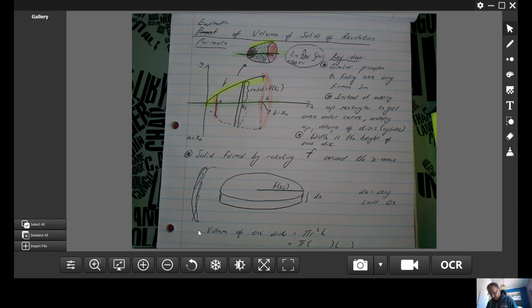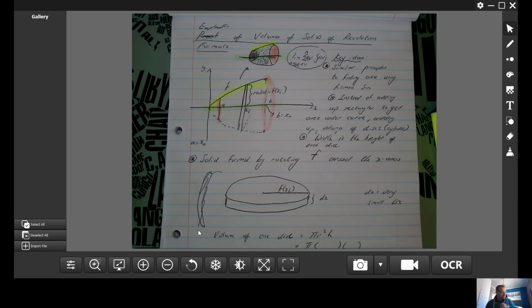For the syllabus, we focus on volumes of solids of revolution formed by rotating about the x-axis, just because generally the functions we work with are functions of x, not functions of y. But there's no reason, I'll show you on the next page, why you couldn't form volumes of solids of revolution by rotating about the y-axis.